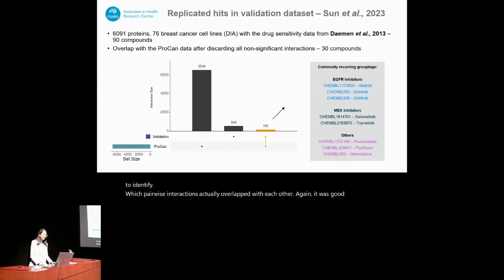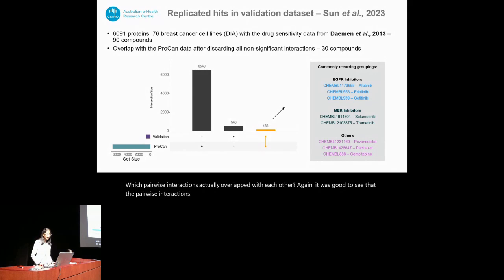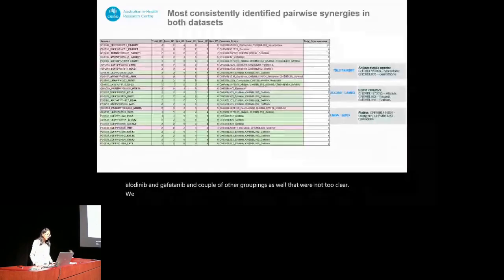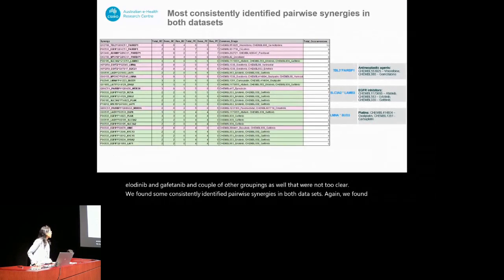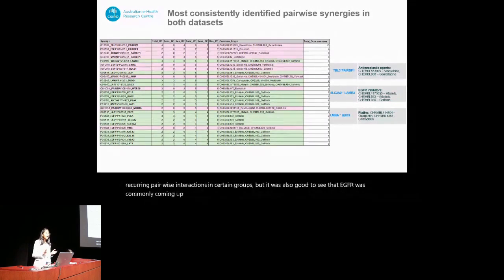Again, it was good to see that the pairwise interactions occurred in common groupings, such as EGFR inhibitors, so afatinib, erlotinib, and gefitinib, and a couple of other groupings as well that were not too clear. We found some consistently identified pairwise synergies in both data sets. Again, we found recurring pairwise interactions in certain groups. But it was also good to see that EGFR was commonly coming up for EGFR inhibitors, and this is after taking into account the marginal effect of EGFR inhibitor alone.